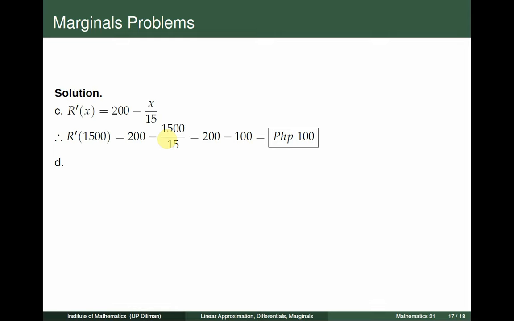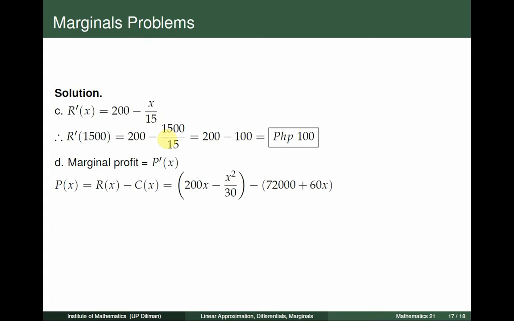And finally, the marginal profit is p prime of x. So first, let's get p of x. But what is p of x? P of x is r of x minus c of x. And we will just substitute what are r of x and c of x. 200x minus x squared over 30 minus the quantity 72,000 plus 60x. And simplifying that gives you negative x squared over 30 plus 140x minus 72,000. So that's the profit function p of x.